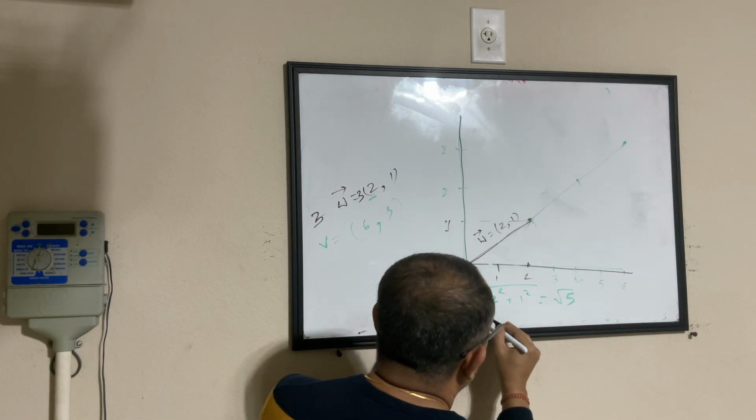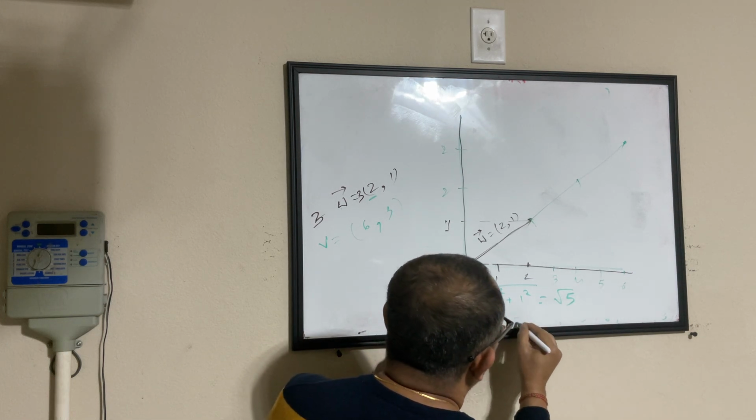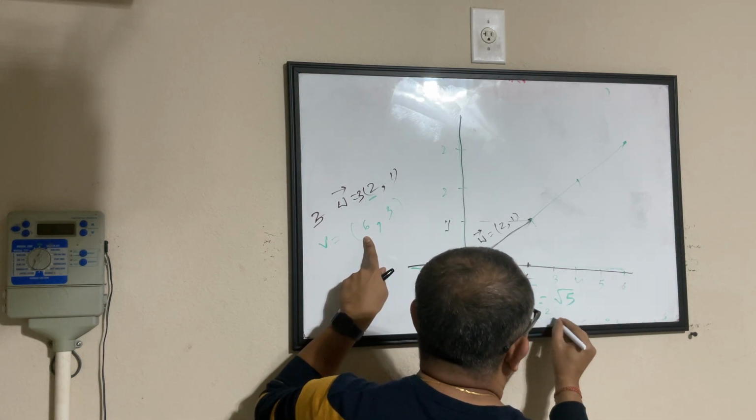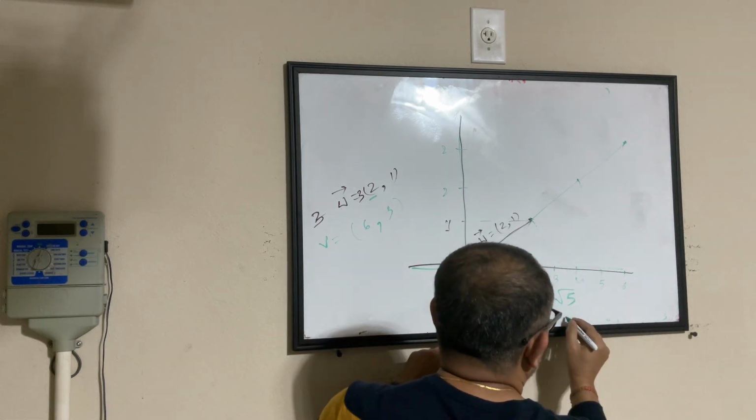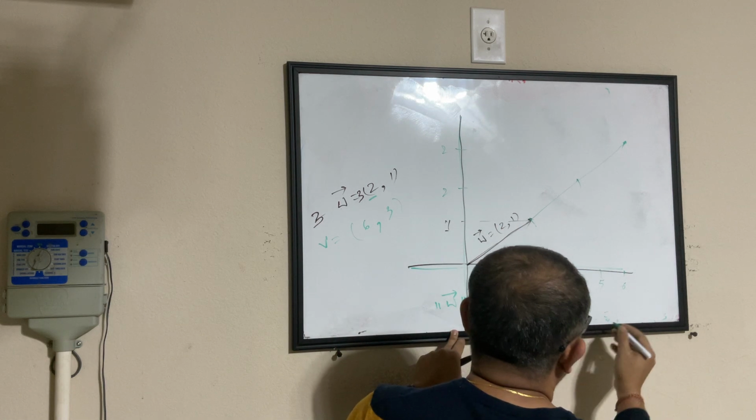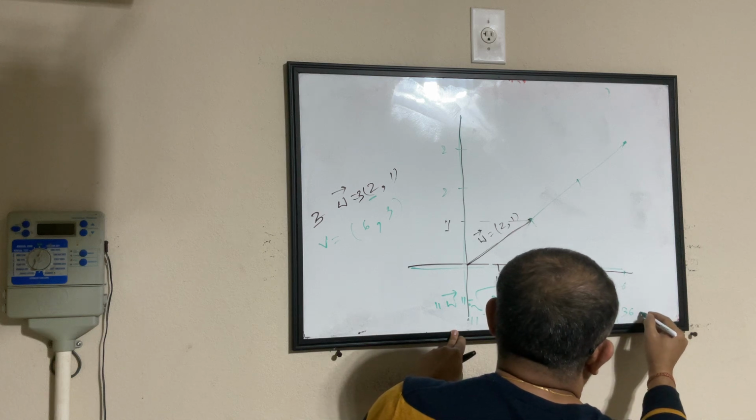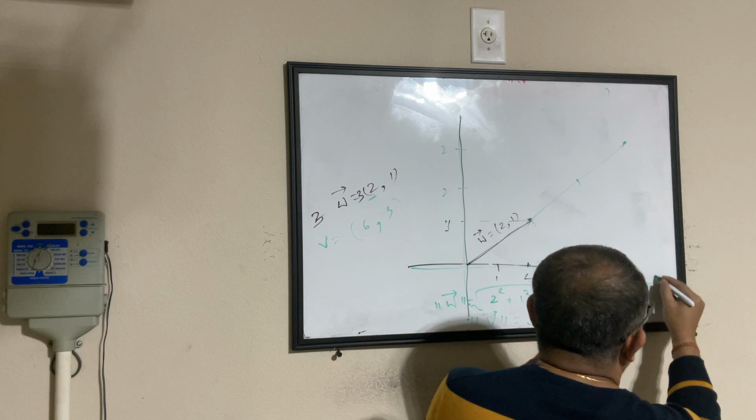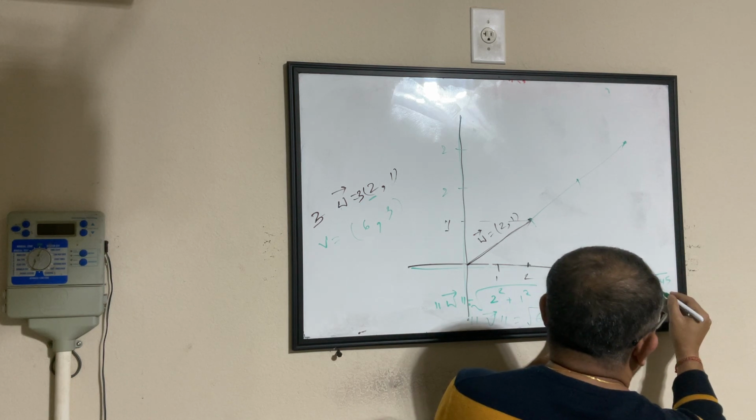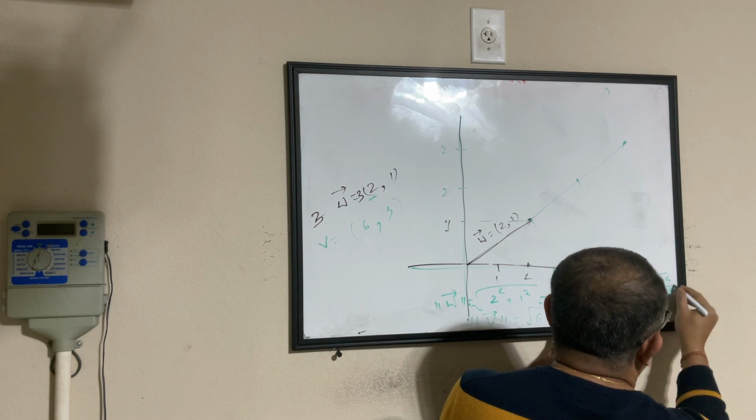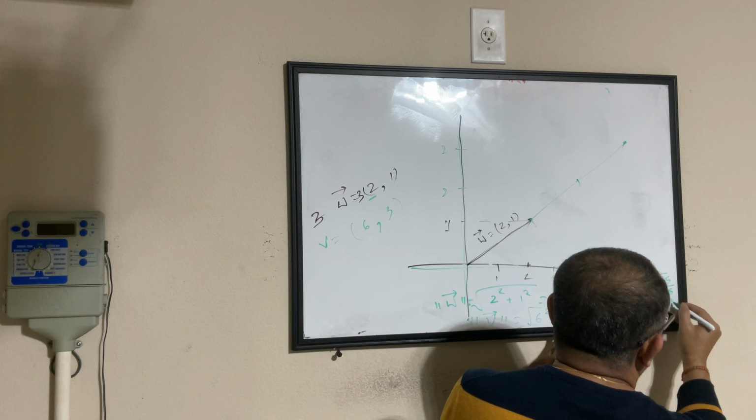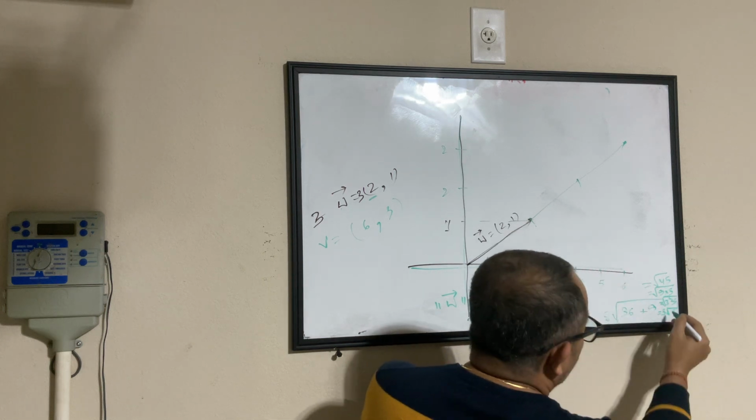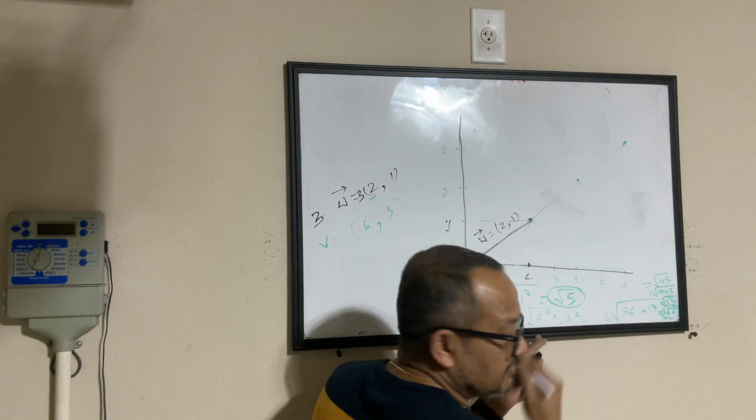I'm calling this V. So magnitude of V will be what? The x component, which is 6 squared, plus y component, which is 3 squared. So this becomes 6 squared is 36 plus 3 squared is 9, which is square root of 45. I can take 9 out, I can say 9 into 5, or 9 is nothing but 3 squared into 5, square root, that gives me 3 outside square root of 5, 3 times of this one.